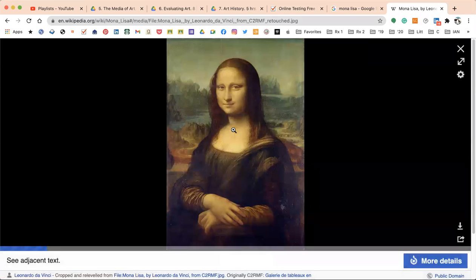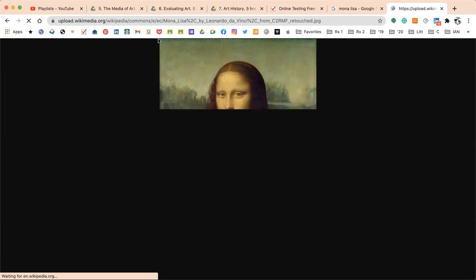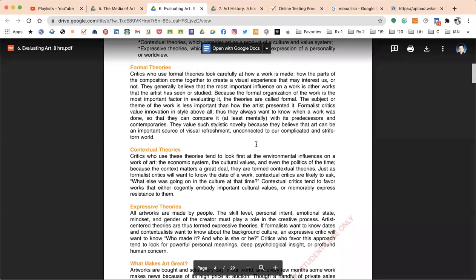So when you talk about formal analysis, it's about looking at the line, the colors, the shapes, the proportion. You use the elements and principles of arts and design as we have discussed. Yun yung importansya, or that is the idea behind formal theory.